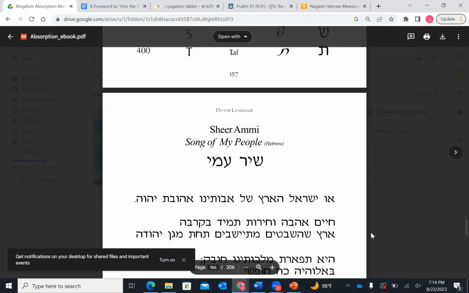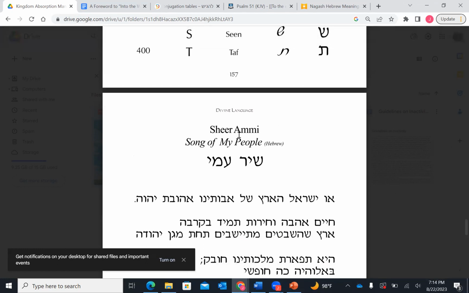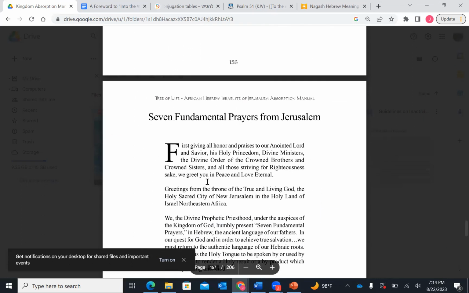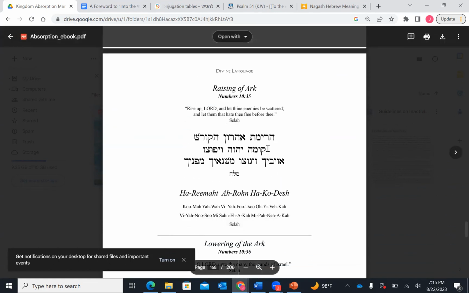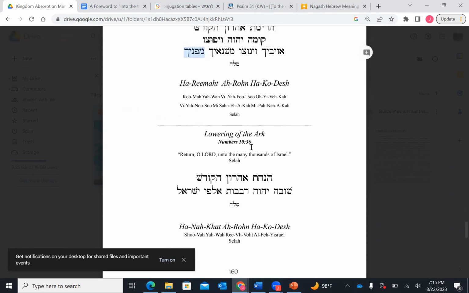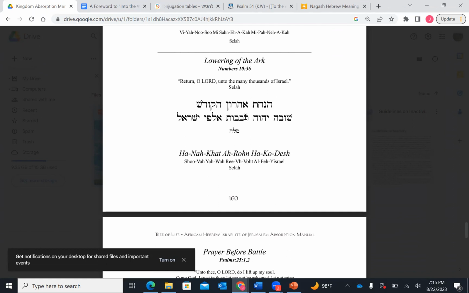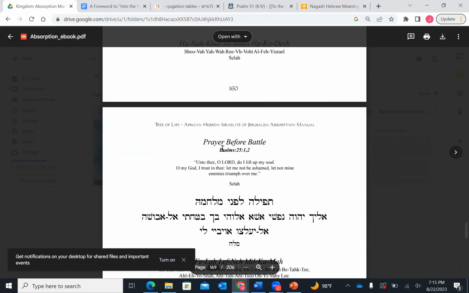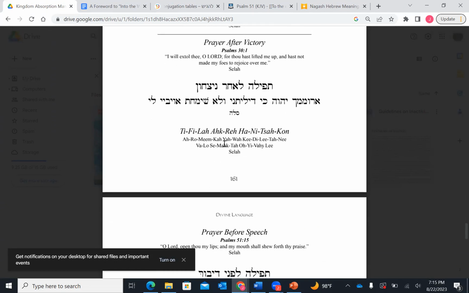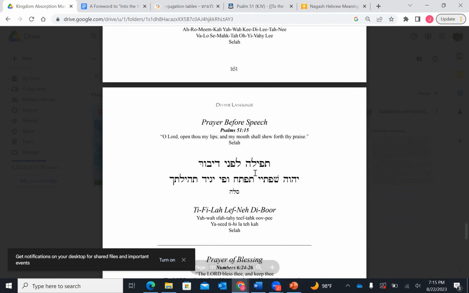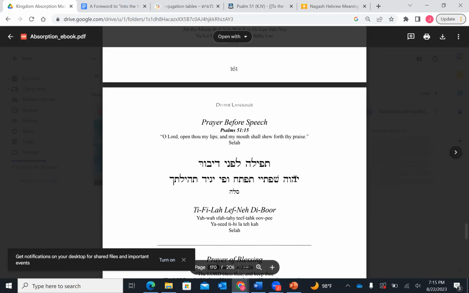Toda Rabah. So here we have Shir Amin, right? Song of the people, song of my people in Hebrew. We have 7 fundamental prayers from Jerusalem, raising of the ark, right? Kuma Yahuwah, right there, Ve'afusu Iveka. Lowering the ark is right here, Shavu Yahuwah, Rivavola Fe Israel. We have the prayer before battle. We have the prayer for victory. And this is the one that I copied right here, right? Yahuwah Safta Tifta Ufi Yogi. So this is where I get this prayer from.